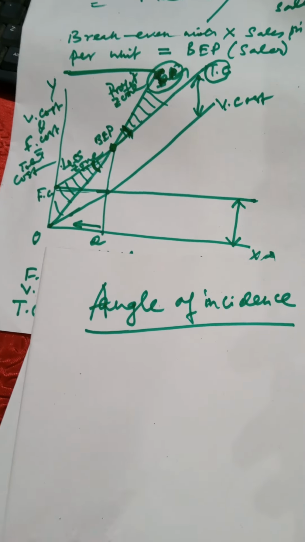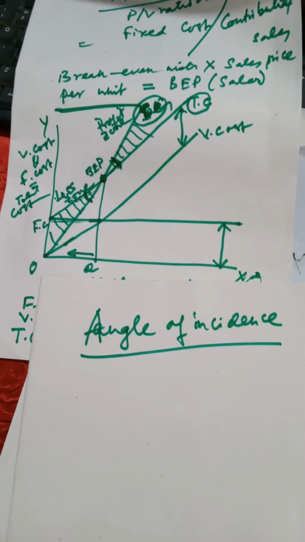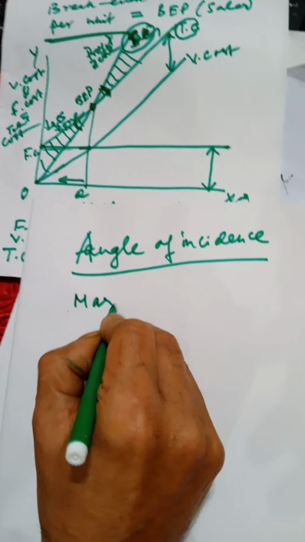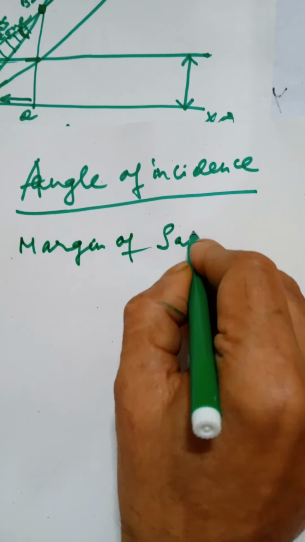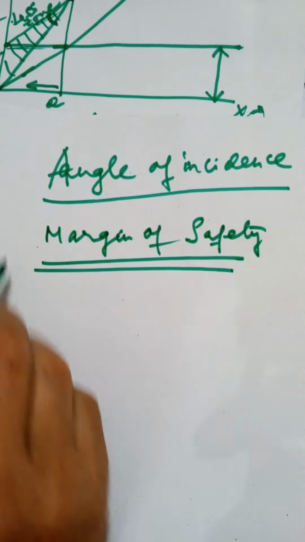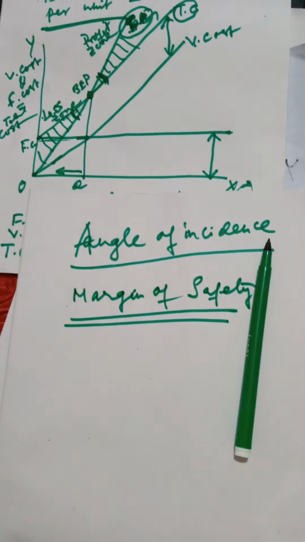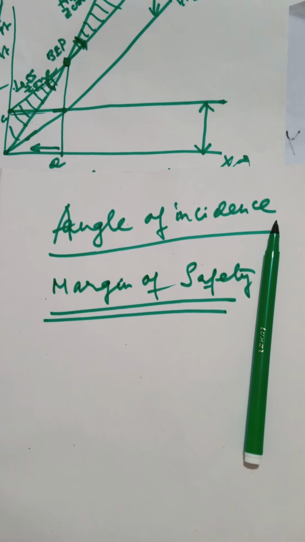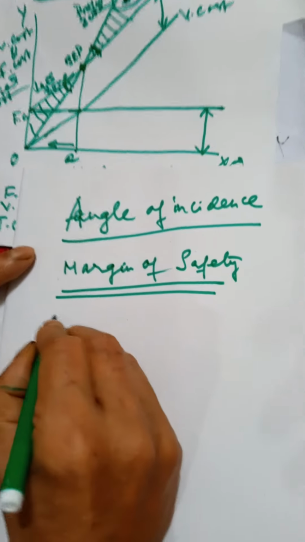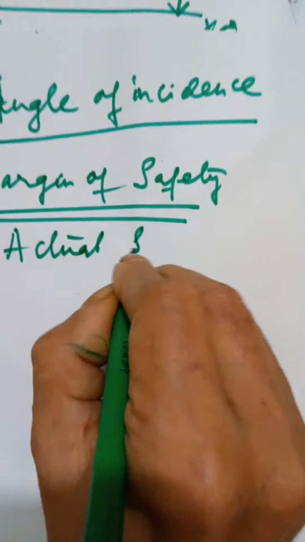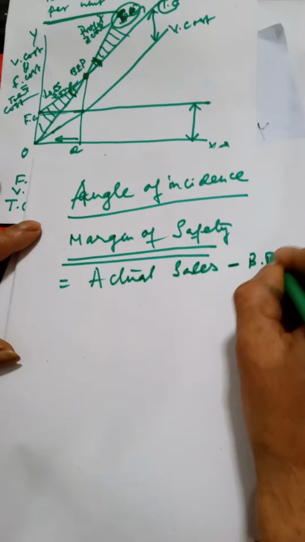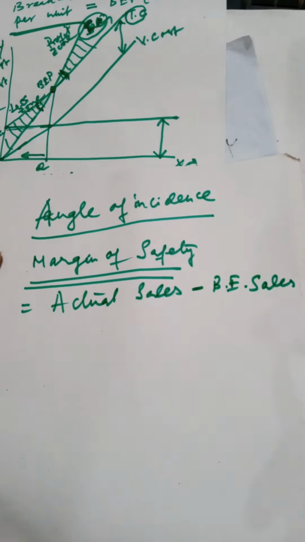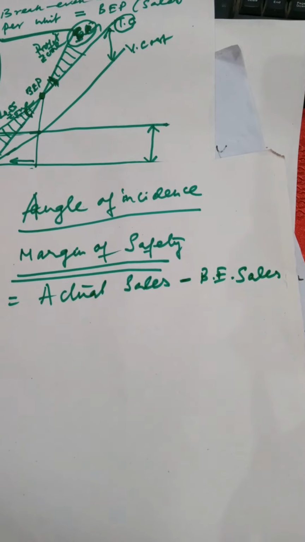And the next concept in the marginal costing tool is margin of safety. What does margin of safety mean? Margin of safety means the difference between actual sales and break-even sales. The difference between actual sales and break-even sales is known as margin of safety. So margin of safety equals actual sales minus break-even sales.